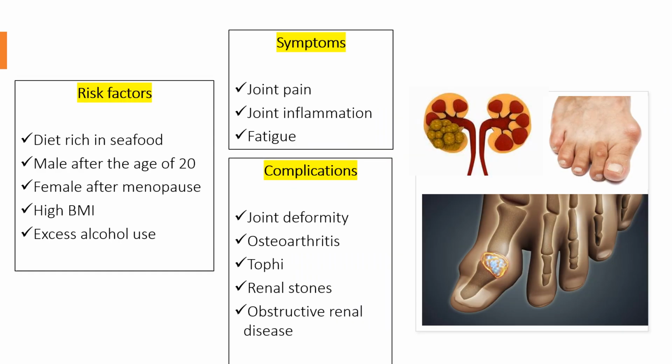Risk factors of gout include a diet rich in seafood, being male after the age of 20, being female after menopause, high body mass index, and excess alcohol intake, which can also increase purine metabolism. The diet which enhances purine metabolism will obviously increase the level of uric acid in blood. Symptoms include joint pain, joint inflammation, and fatigue. Complications are joint deformity, osteoarthritis, tophi, which is nothing but swelling of the joints, renal stone, and obstructive renal disease.